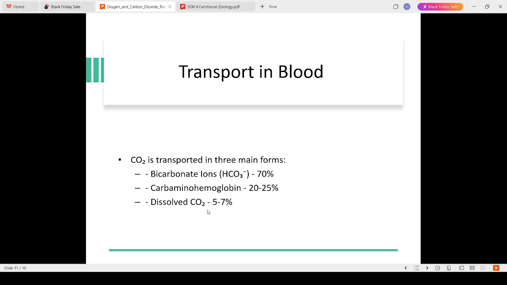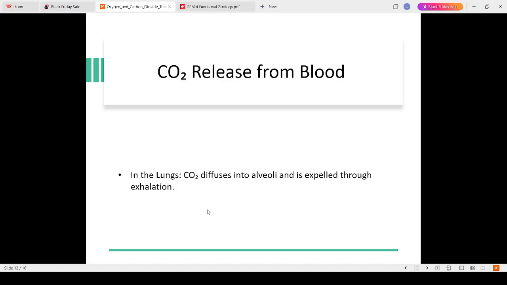There are three methods by which carbon dioxide is normally transported. One method is as bicarbonate ion, the second is carbaminohemoglobin, and the third is dissolved carbon dioxide in the plasma, which is only a smaller percentage, nearly 5 to 7% of carbon dioxide. The remaining carbon dioxide, the most important route of carbon dioxide transport, is in the form of bicarbonate ion, which we have to see.